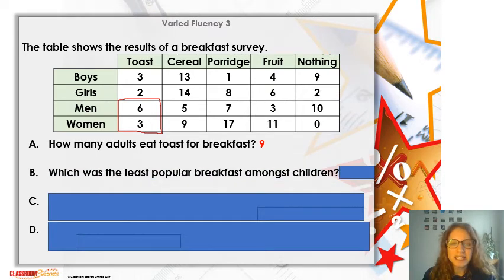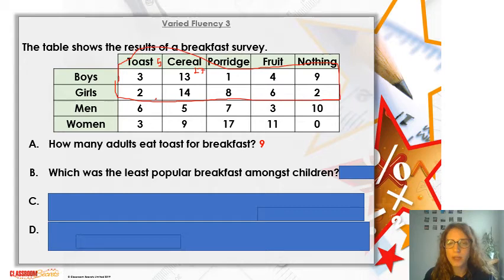Which was the least popular breakfast amongst children? Okay, so we're going to need to do a bit of adding here to check all the different options. Okay, so we're only looking at the children this time. So we do need to combine the boys and the girls. Okay, so we've got 5 in toast, so we can write it down so we forget. Oh, lots for cereal there, so we can partition it. 10 add 10, 20. 4 add 3 gives us 7, so this one is 27.